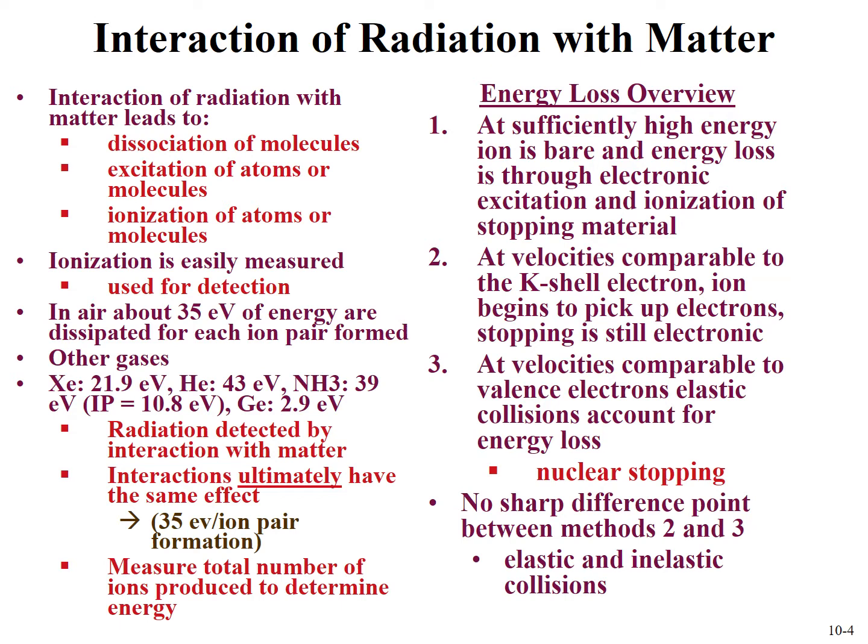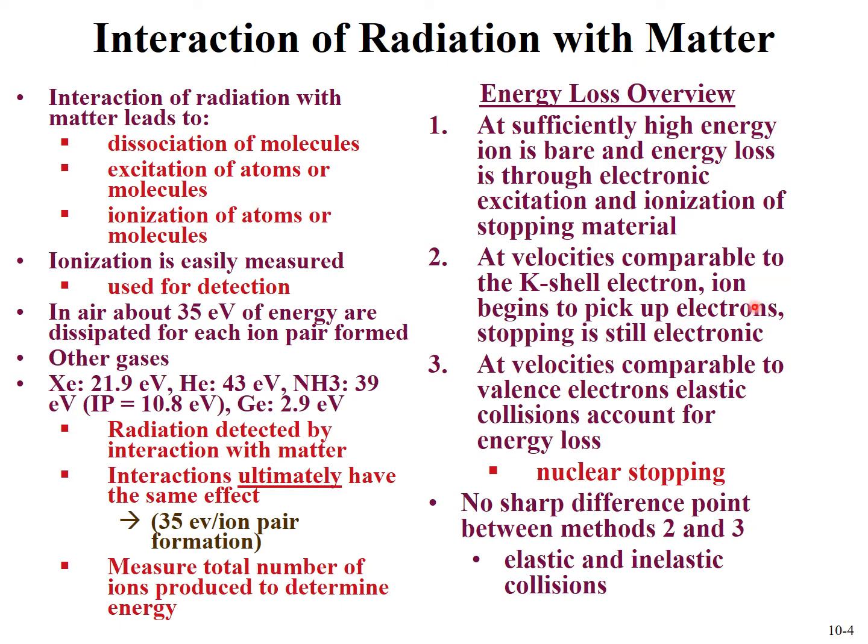Now, how particles interact with matter and how they lose energy, there's some common trends. At high energy, the ion coming in is bare. So imagine a helium nucleus coming in, no electrons, and the energy loss is through electronic excitation and ionization of stopping material. Now, as the velocity of this particle starts to slow and it becomes on the order of the electron velocity in the K shell of the material that it's traveling through, this ion can start picking up electrons if it's positively charged. So imagine helium starts to become charged.